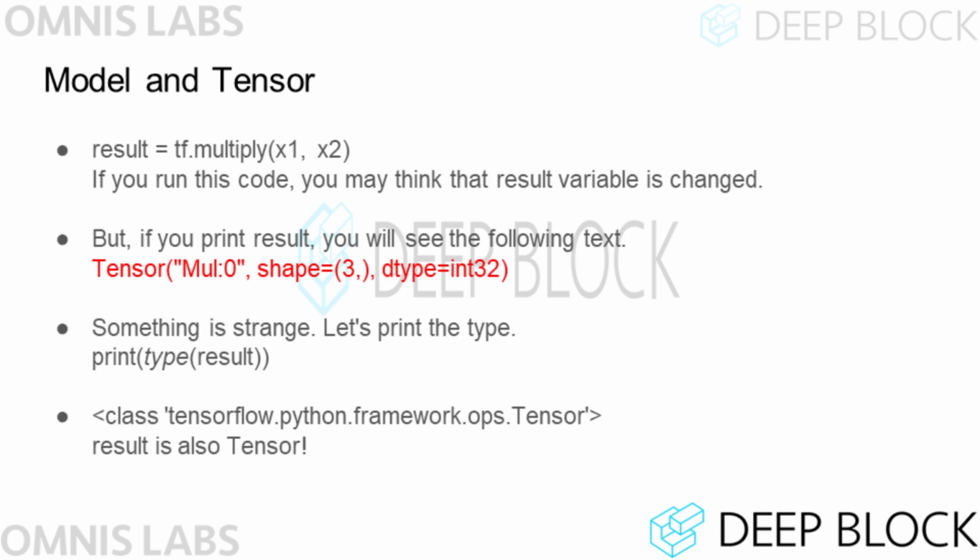Let's look at the next line. A variable called result is assigned the return value of a function called tensorflow.multiply. By looking at this code, you probably assume that the result of multiplying 2 arrays is stored in a variable called result. However, when we print the result variable, we can see that the red text on the slide is printed on the console. You may think something is strange. First, let's print the type of the result variable. Strangely, the result variable does not store the calculation result, and the type of the result variable is tensor.